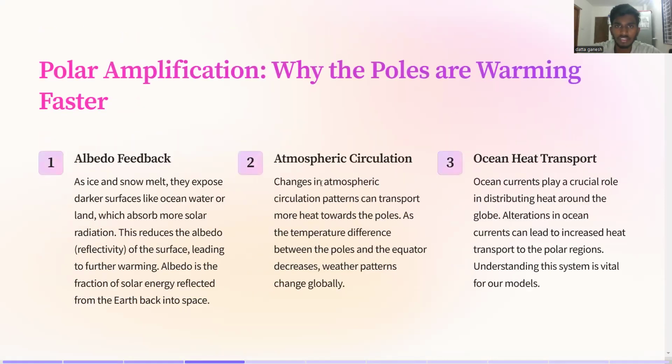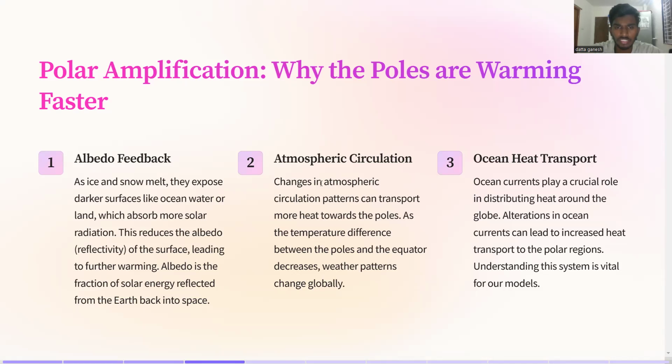Polar amplification. Why are the poles warming faster? Albedo feedback. As ice and snow melt, they expose darker surfaces like ocean water and land, which absorb more solar radiation. This reduces the albedo, the reflectivity of the surface, leading to further warming.